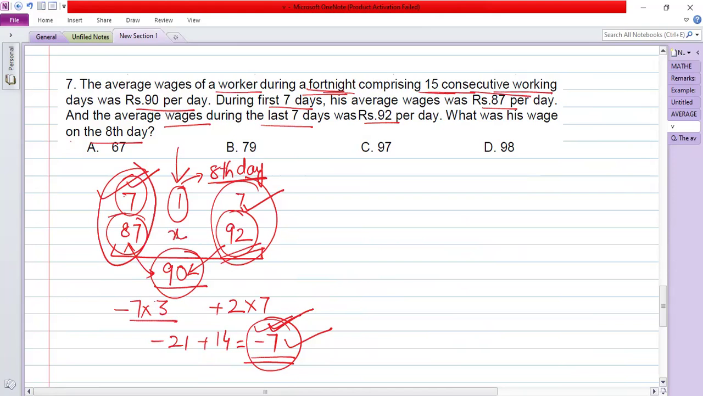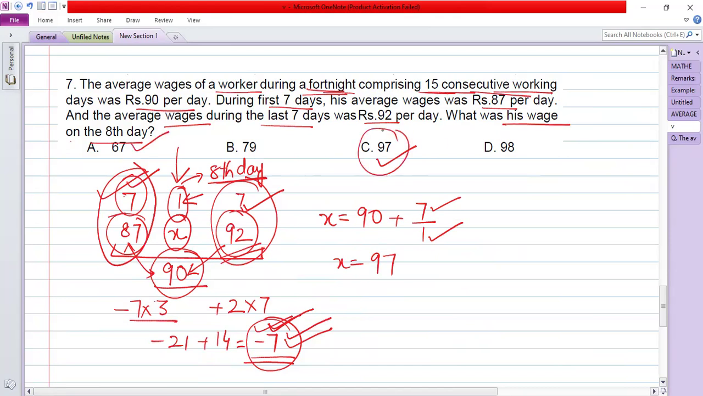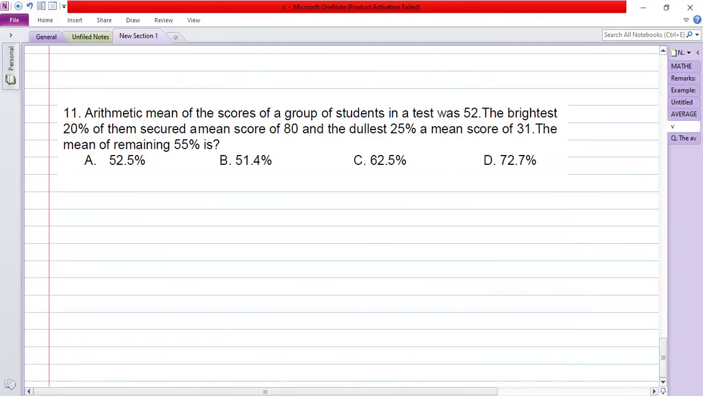So for the eighth day, let X be the wages. So X must have 90, obviously, plus this 7 divided by 1, because this 7 is going to be compensated by only 1 day. So 7 divided by 1. So what must be X? It must be 97. It means the wage of the worker on the eighth day must be 97.